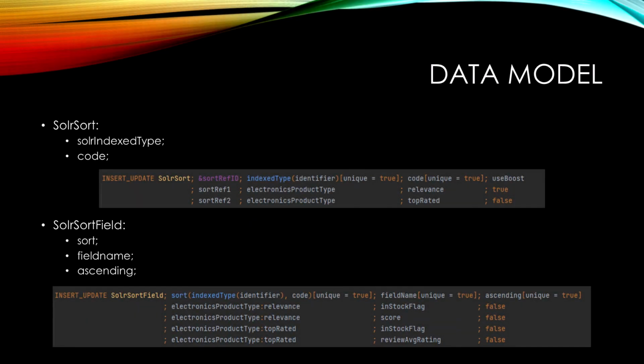And last types are for sorting. Sort field is described field for sorting and is tied to sort item, which is linked to indexed type.